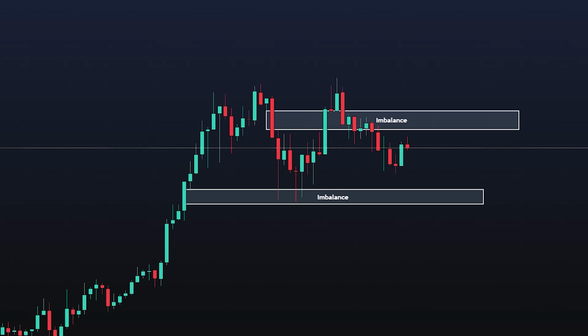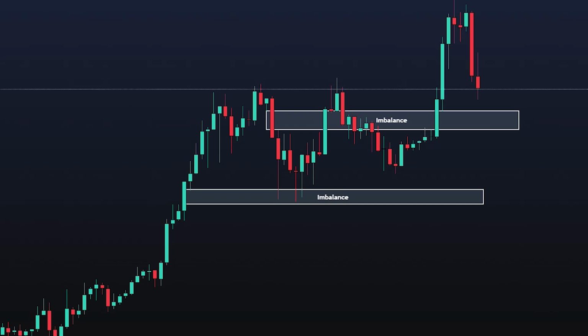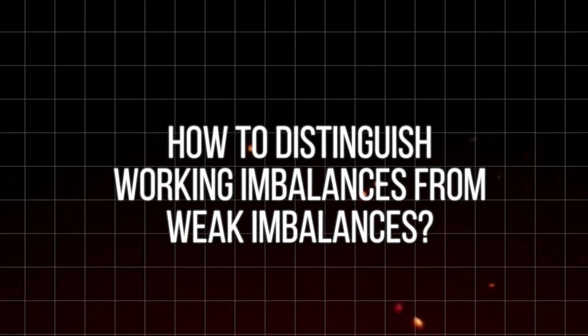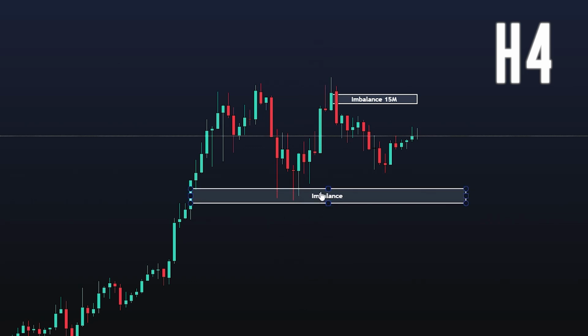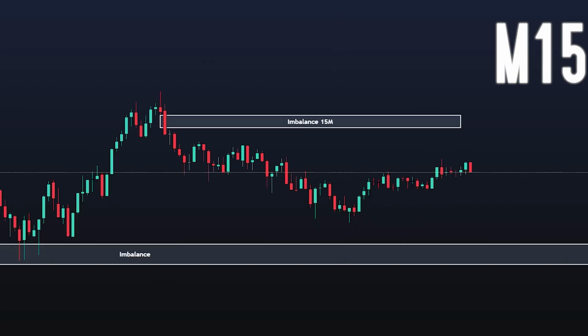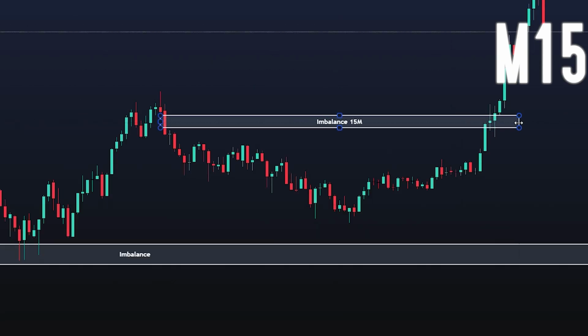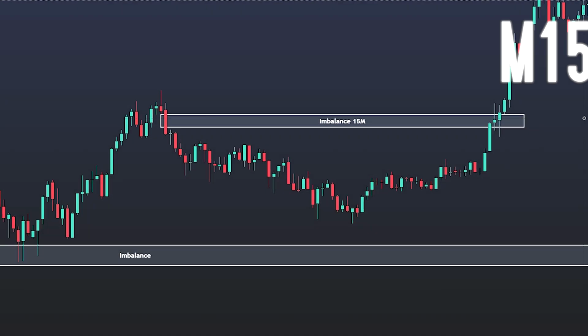Not all imbalances are equally important. Big players use them to gain positions, but not every imbalance leads to a strong move. How to distinguish between working imbalances and weak imbalances? It is important to consider the trend. If the market is in an uptrend on H4 or D1, but a bearish FVG appears on M15, it may be just a minor correction, not a reversal point.